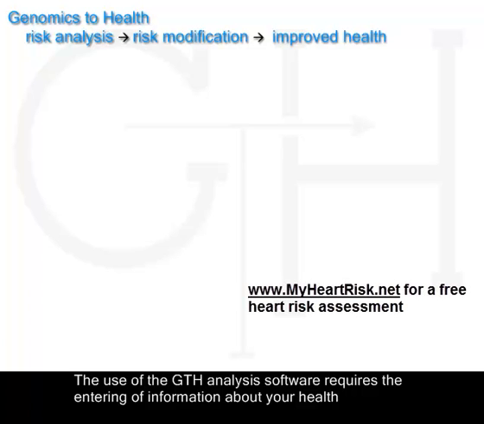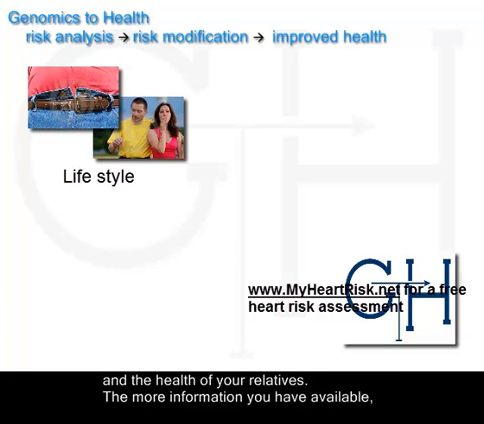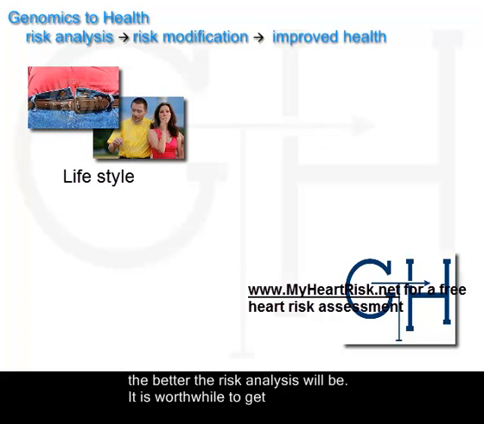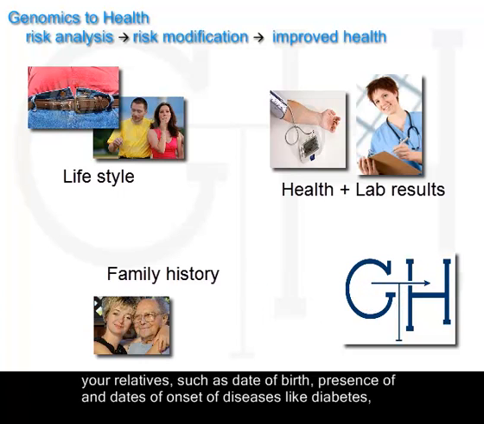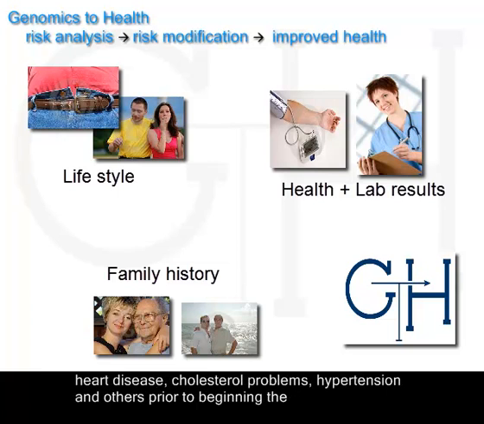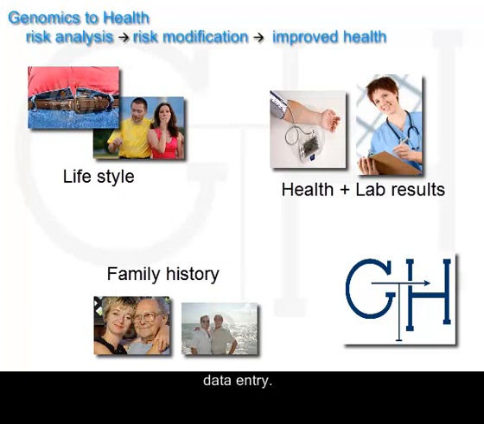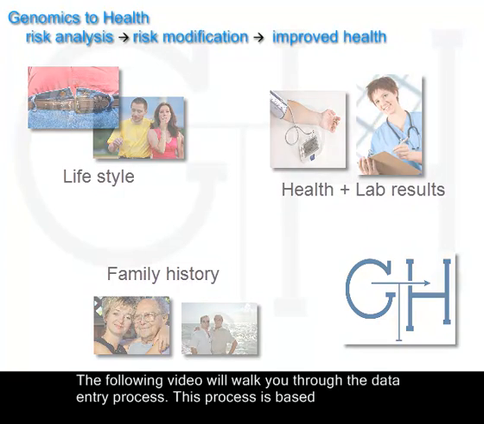The use of the GTH analysis software requires the entering of information about your health and the health of your relatives. The more information you have available, the better the risk analysis will be. It is worthwhile to get information such as laboratory values from your healthcare provider and information about your relatives, such as date of birth, dates of onset of diseases like diabetes, heart disease, cholesterol problems, hypertension, and others, prior to beginning the data entry. The following video will walk you through the data entry process.